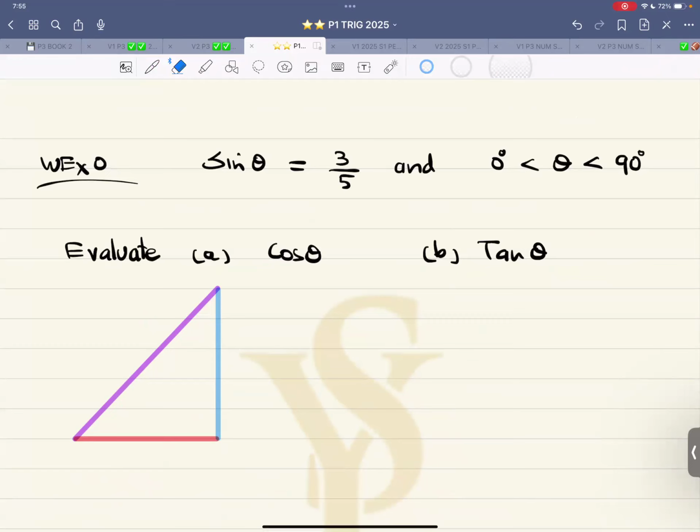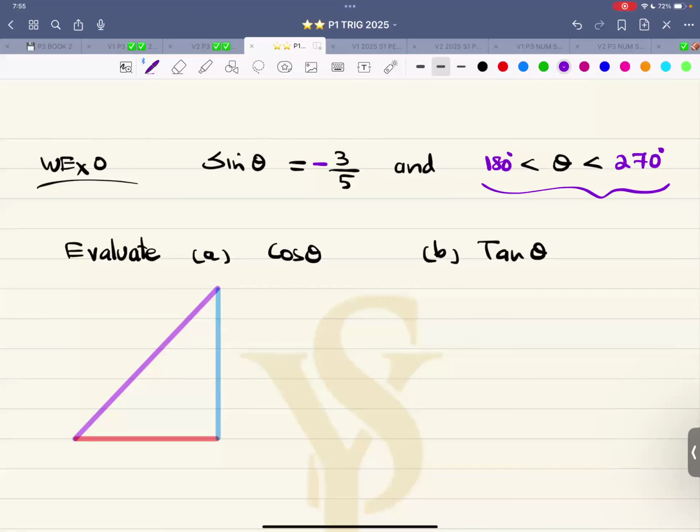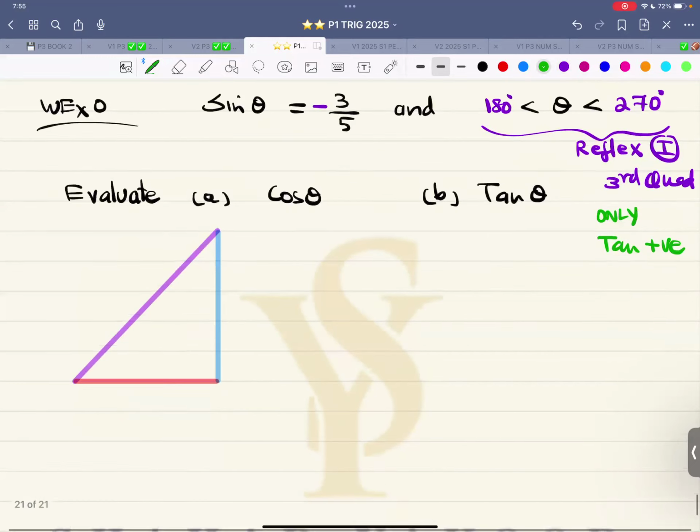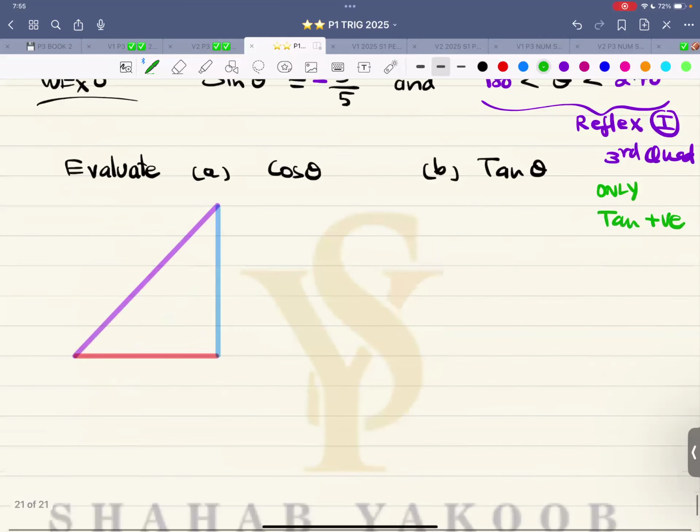Now, worked example 3, I'm just deliberately using the same ratios. And this time, let me write sine theta is negative 3 over 5. Theta lies between 180 and 270 degrees. That means we are talking about reflex angle. We are talking about third quadrant. And in the third quadrant, only tangent is positive. We know that. And we can see that there is a negative sign with the sine.